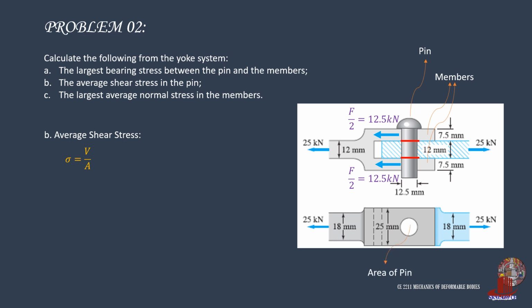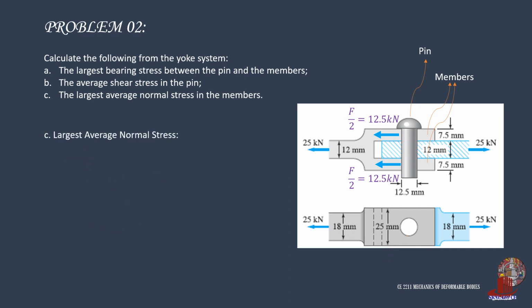Shear stress is then 12.5 kilonewtons times 1,000 newtons in 1 kilonewton all over the cross-sectional area of the pin, pi over 4 times the square of 12.5 mm. This is then simplified having shear stress as 101.859 megapascal.